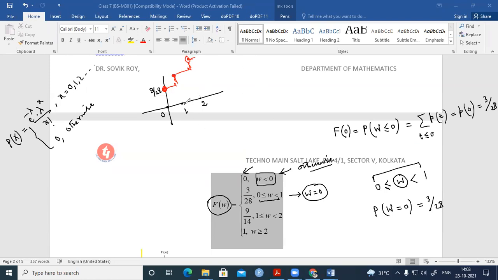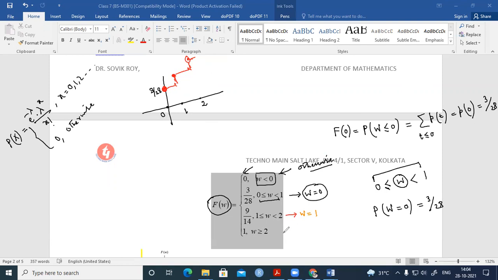So that's why it means that W equal to 0 is a discrete point, but until I reach 1, the distribution function is going to retain the value 3 by 28 throughout. As soon as it reaches 1, that means I'm talking about this portion. As soon as it takes the value 1, that means W equal to 1, it takes the value 9 by 14. Okay, we calculated it. FW came out to be 9 by 14. So we substituted that, and it is going to remain as 9 by 14 until W reaches 2.